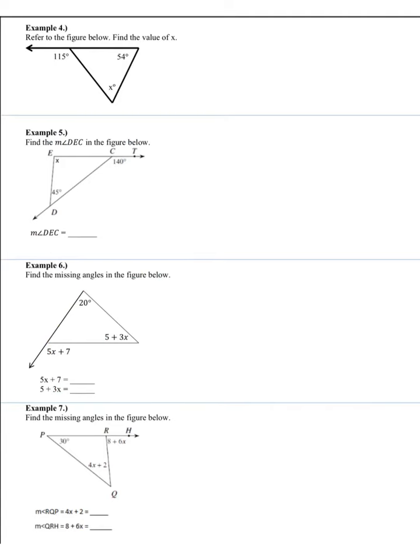All right, pause the video, try numbers 4 and 5 on your own, and then press play to see if you get the correct answers. All right, for number 4, you should have gotten x equals 61. So we had 54 and x, so I would have said 54 plus x equals 115. And when you subtract 54, you should get 61 degrees.